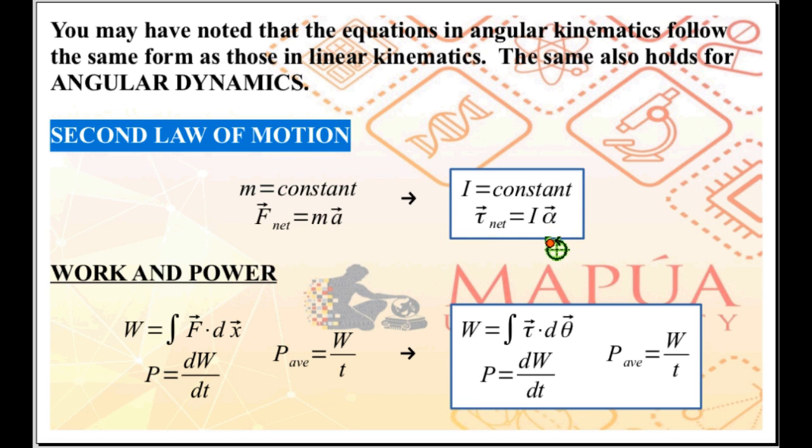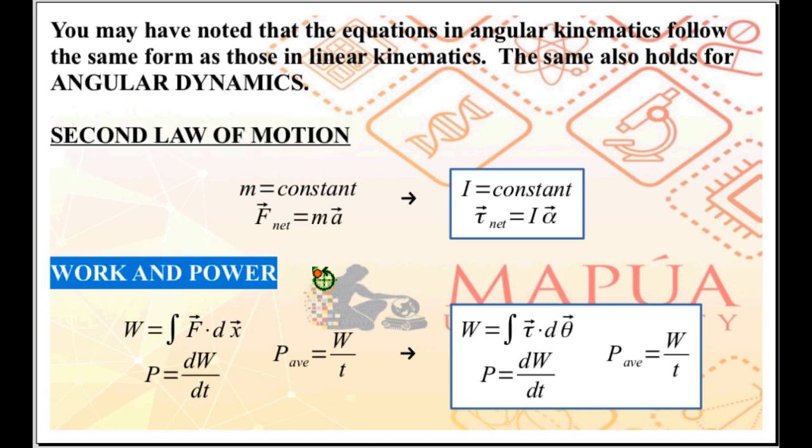Now, in our discussion of torque in the previous video, net torque is the summation of all the torque applied on the object. Net torque is also equal to I alpha. Second law of motion. Next up, we have work and power. Work is integral of F dotted with dx. Power P is rate of delivery of work or rate of performance of work. P is equal to dW over dt.